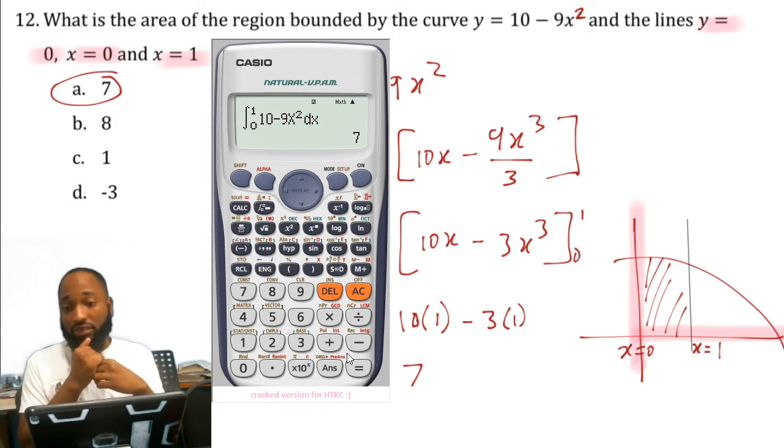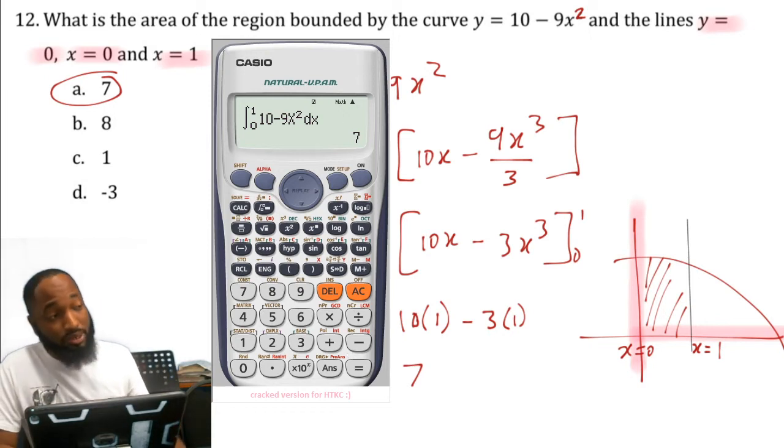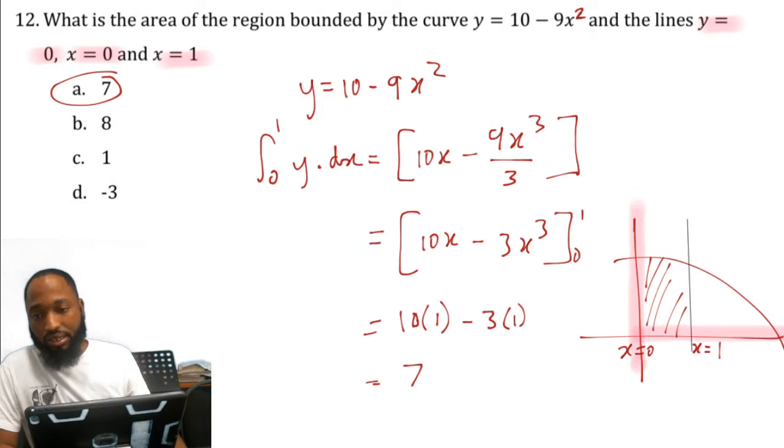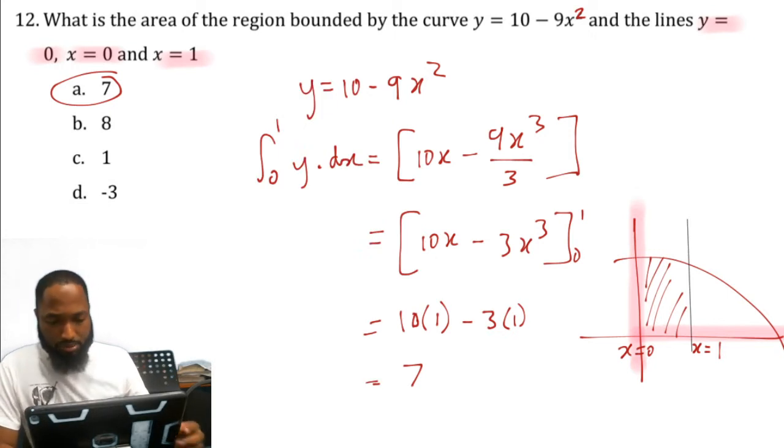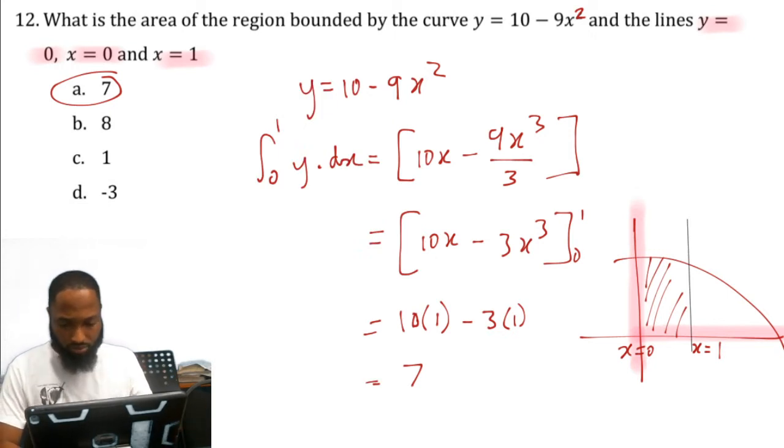Write yes in the chat if you're good with that. But it must be a special style of calculator. Alright. Let's get number 13. We're looking for number 13.